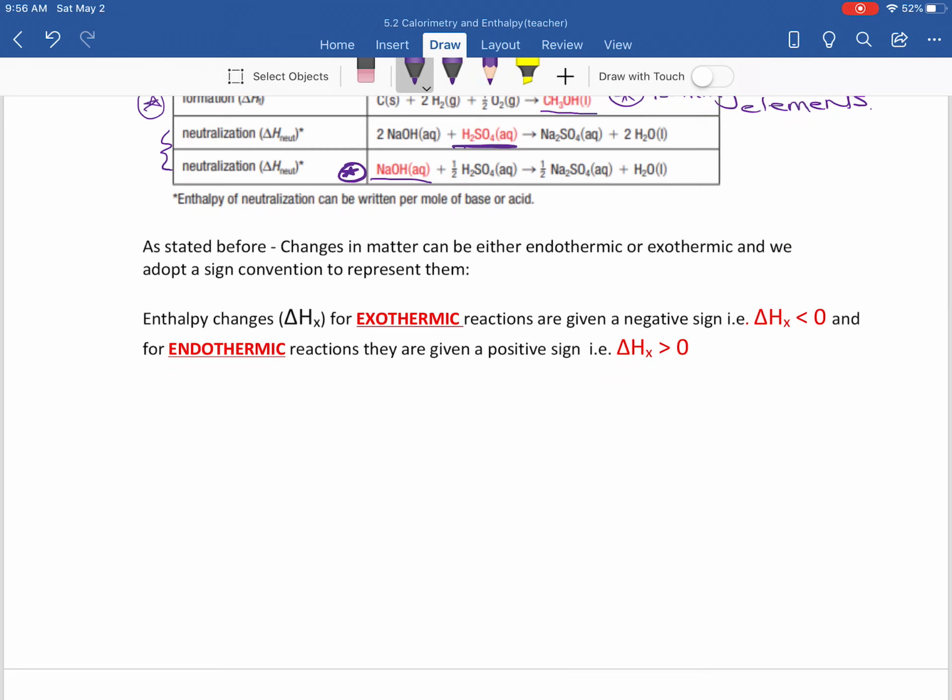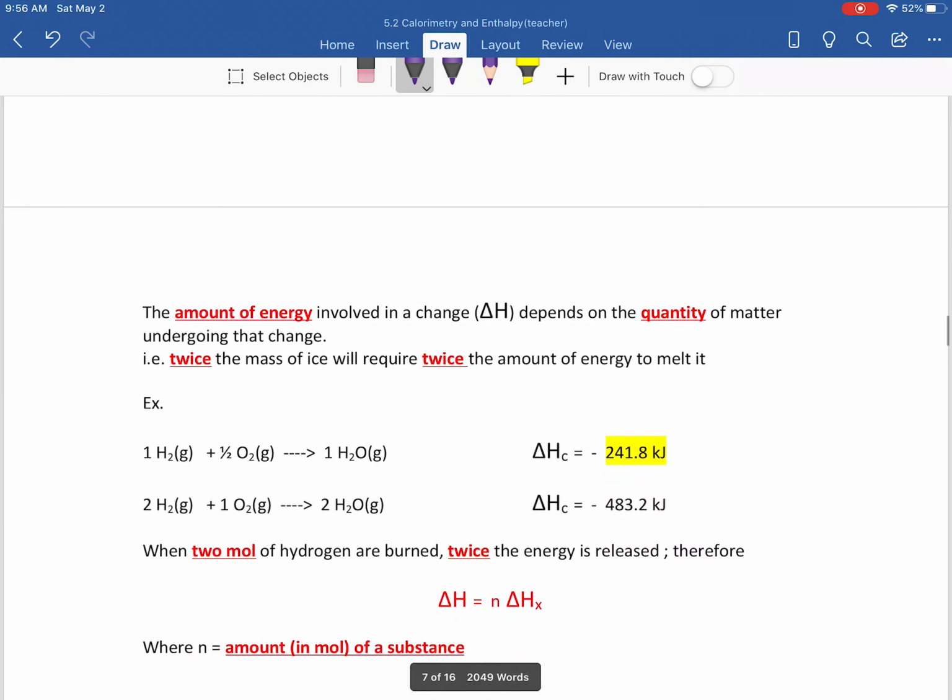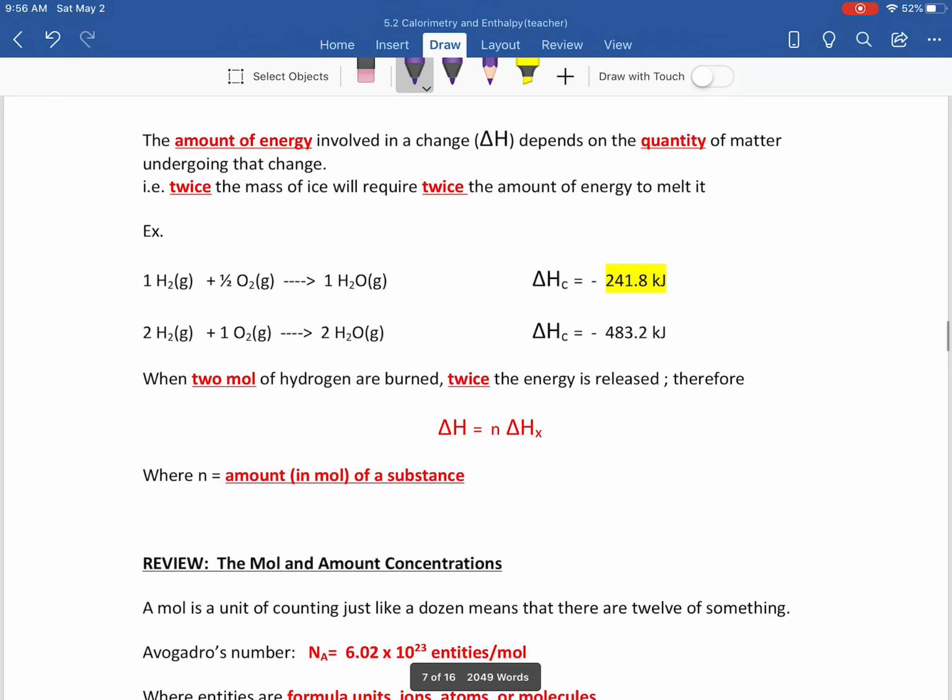Same deal. My delta H's, if they're exothermic, it's going to be negative. And if we're talking about something that's endothermic, it's going to be positive. All right. So moving on to the next page here. Now, the actual magnitude, the number, the amount of energy involved in a change depends on how much matter you're talking about. Because don't forget, everything is based on the number of moles.